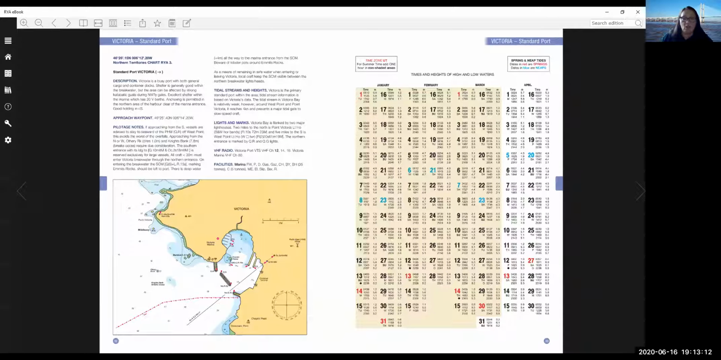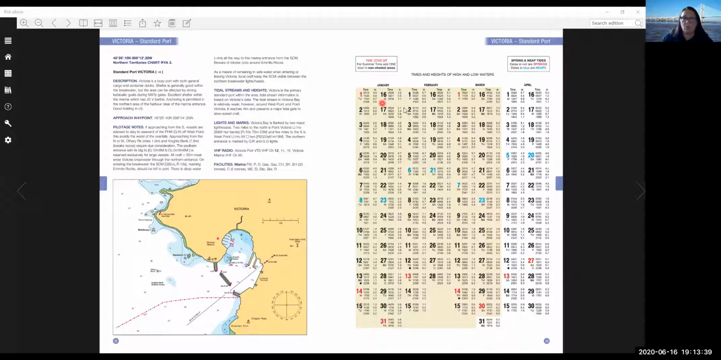So here we're taking a look at the RYA training almanac, and really it's just to give you an idea of the information. So under a standard port, this is an entire entry for a standard port. So we would get the description, the pilotage notes, tidal streams and heights, information here around the standard port. We also get the location of it. We get a chartlet to show us what the port looks like. We also get an entire tidal entry.